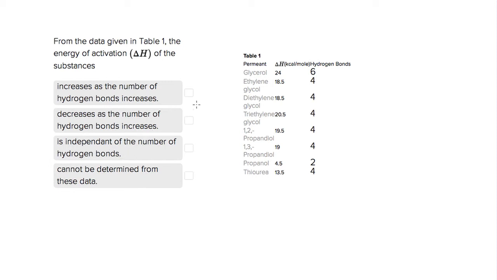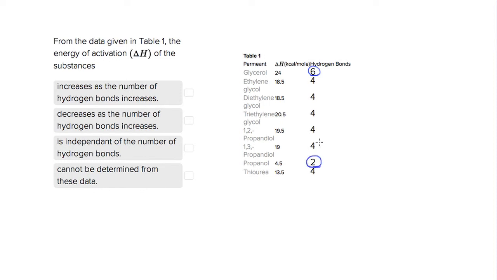The question is asking us about the relationship between this energy of activation, this delta H, and the number of hydrogen bonds, which we see in our table. So we want to see what the relationship is. It looks like most of these substances have 4 hydrogen bonds, but we have some outliers. We have a 6 and we have a 2.